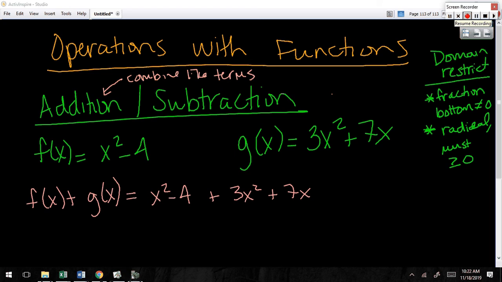All right, so we are just combining like terms, right? So this becomes 4x squared plus 7x minus 4. And so somebody asked about the domain restrictions. If one of them were restricted, then it would also be restricted in the combined. Let's say that I told you that x could not be equal to 1.